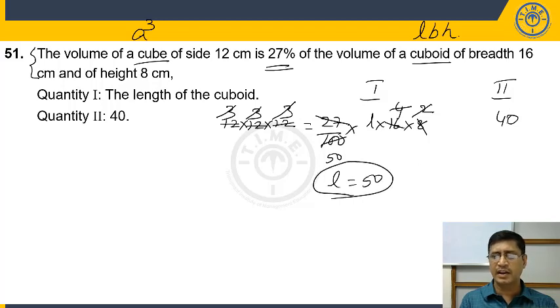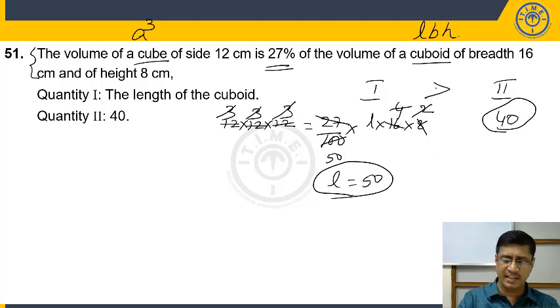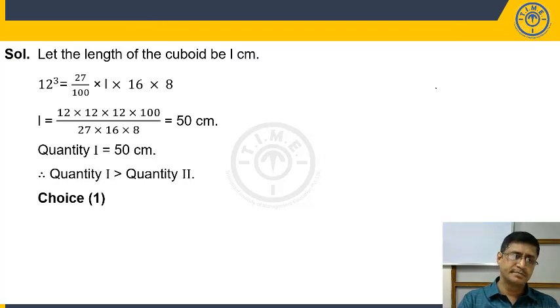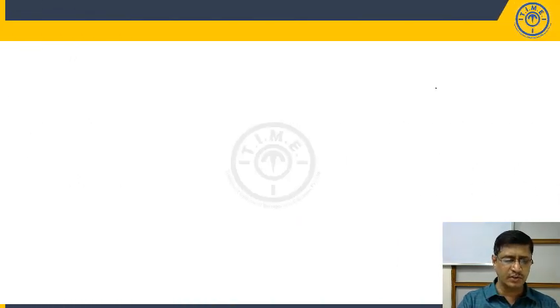The quantity 1 and the quantity 2, we have the two values. In these two values, which is greater? Quantity 1 is greater than that of quantity 2. So what is the right choice? Option number 1. First choice is the answer for this example. Now look at the next question on your screen.